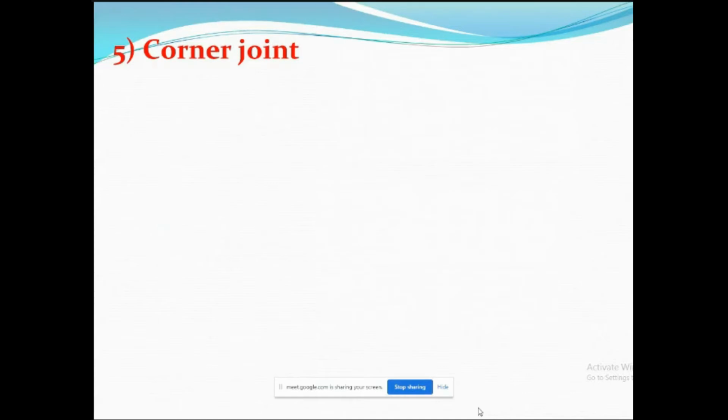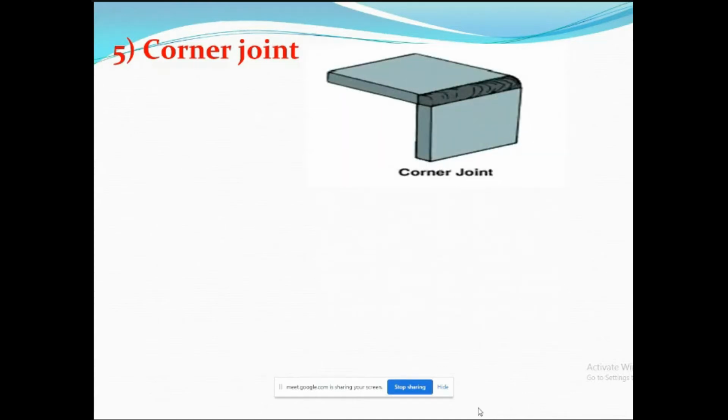Next one is the corner joint. See the figure of the corner joint. Whatever welding joints we have seen in this presentation, these joints are generally used in industrial applications. After your engineering, whenever you go to industry, you will see all these types of welding joints. With the help of these joints, we fabricate different engineering applications.